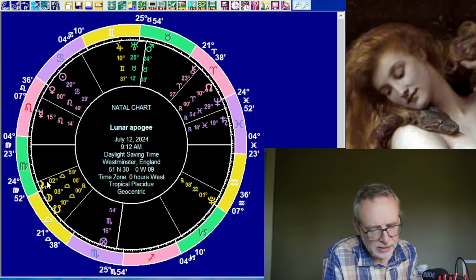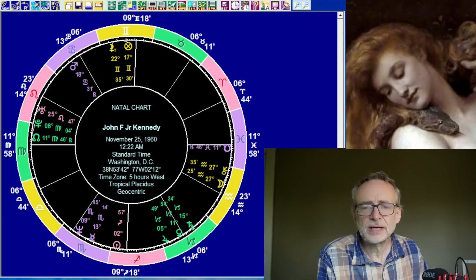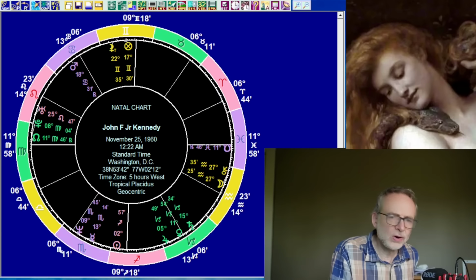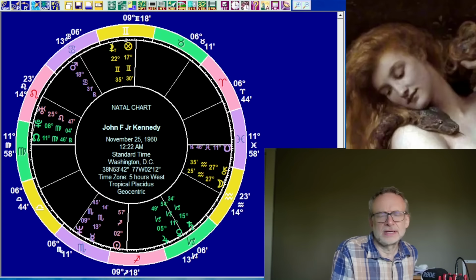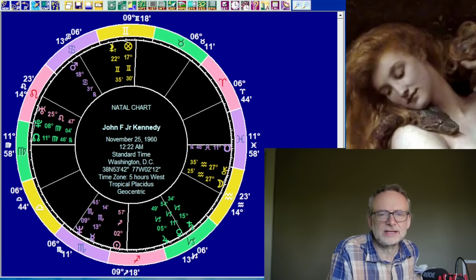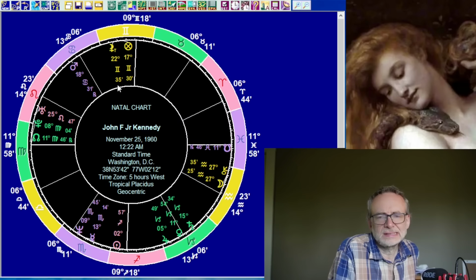John Kennedy Jr. Now, there's John Kennedy Jr.'s chart. Remember, he was the one who died in the plane accident on July the 16th, 1999, so 25 years ago. And I don't think there's anything particularly spectacular about his Lilith in his natal chart. His true Lilith was at 22 degrees 35 Gemini, so not so spectacular, really.